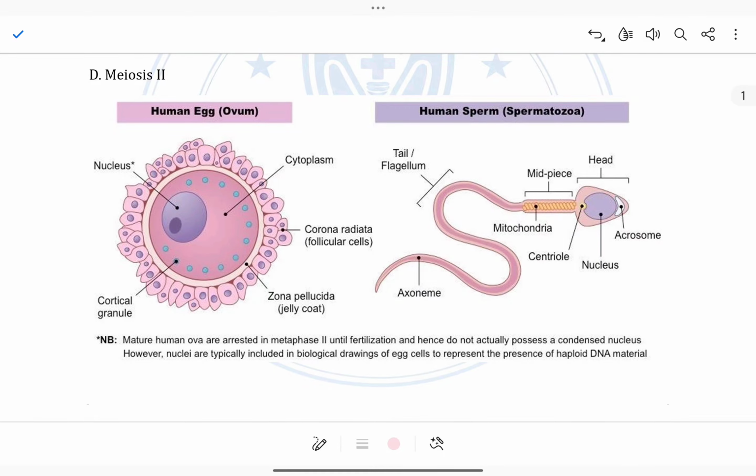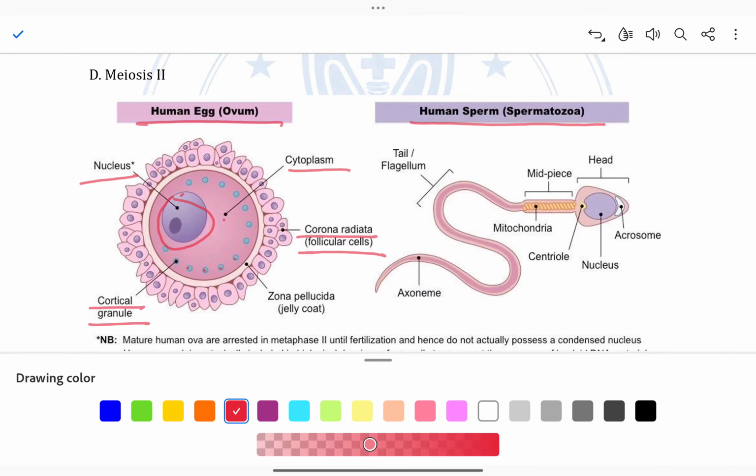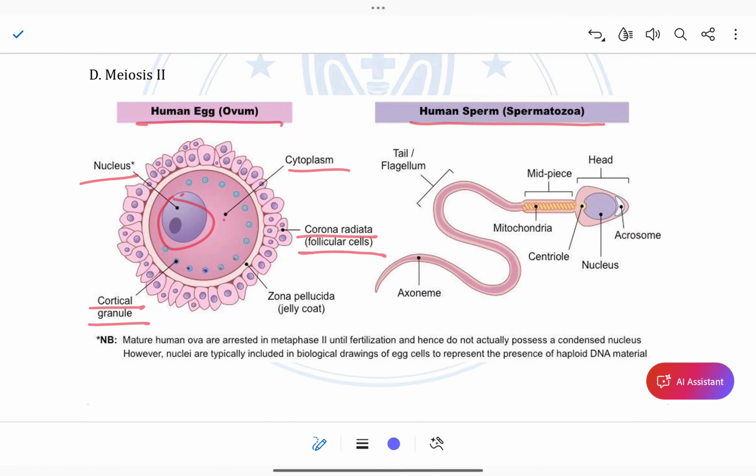This is a human egg, ovum, and human sperm, spermatozoa. I told you already, the outer one is the corona radiata, follicular cells. This is in the middle, cytoplasm. This is the nucleus. This is the cortical granules, outside the cortical granules.